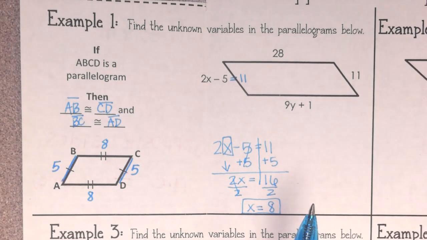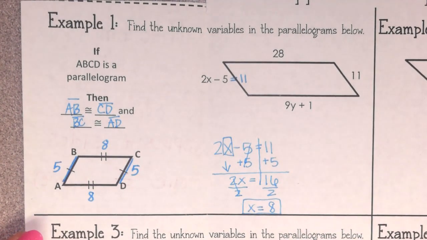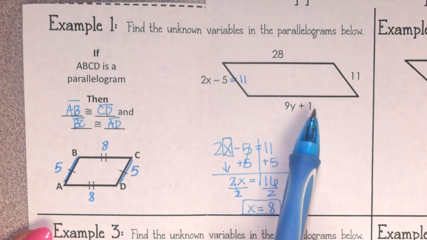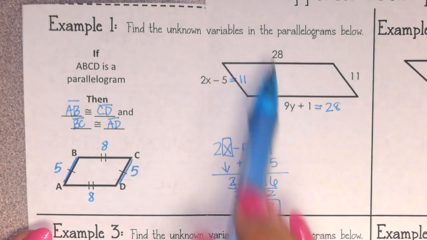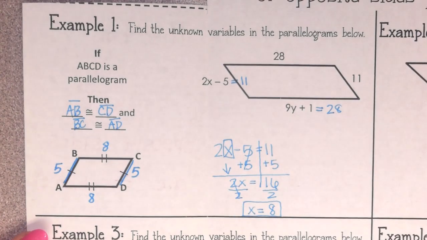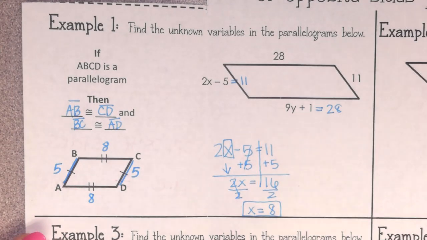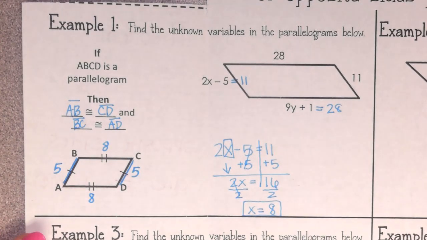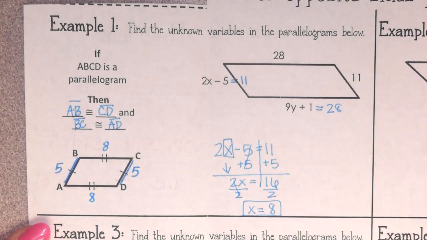Okay, so with the bottom one, would it be 9y plus 1 equals 28? So what does 9y plus 1 equal? 28, because the bottom does equal 28. These two would be congruent. I get what you're confused about. The y is not representing the whole side. So watch what happens when I solve for it.